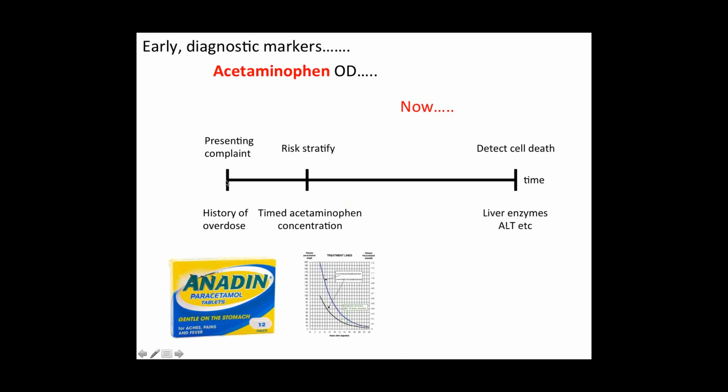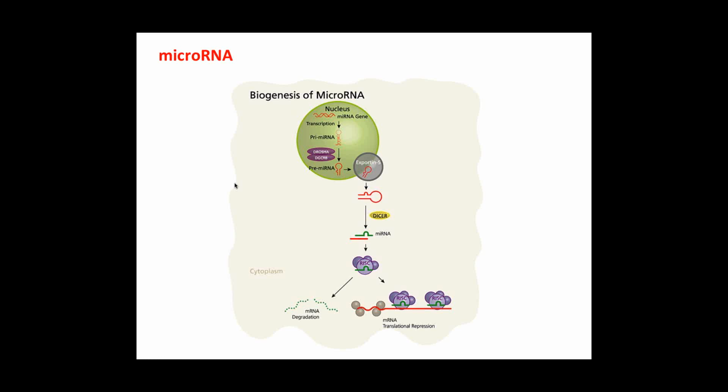Patient takes an overdose, as it is now, we measure the blood concentration, and then we have to wait until liver enzymes are elevated. What we need is a new marker that allows us to rule in or rule out liver injury soon after the overdose. So what we're going to talk about today, and Eric's really described this very well, is microRNA.